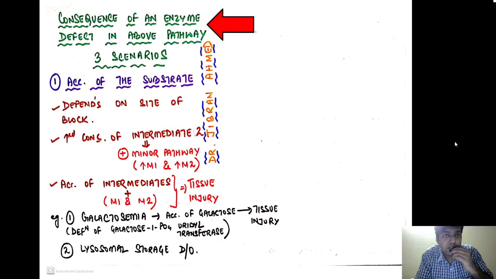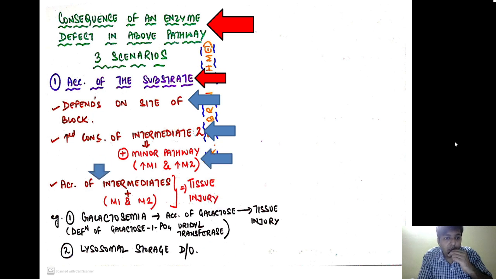What are the consequences of an enzyme defect in the above pathways? There are 3 important scenarios. Number 1, there can be an accumulation of the substrate. The substrate can accumulate depending on the site of block or the site of enzyme deficiency. So for example, if enzyme number 2 is deficient, there will be an increased concentration of intermediate number 2 that is going to go via the minor pathway and will lead to increased formation of M1 and M2.